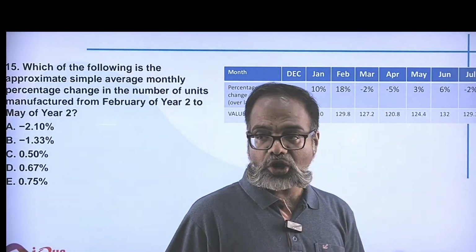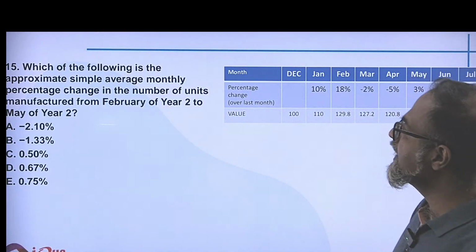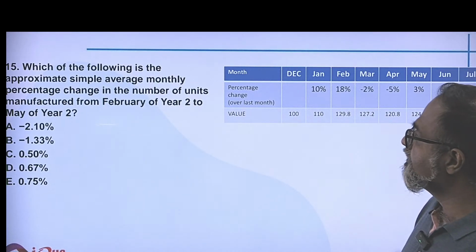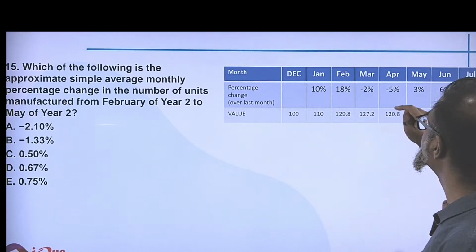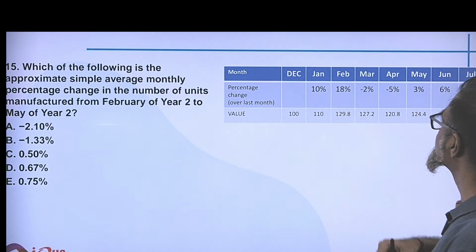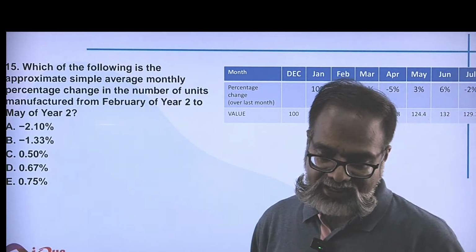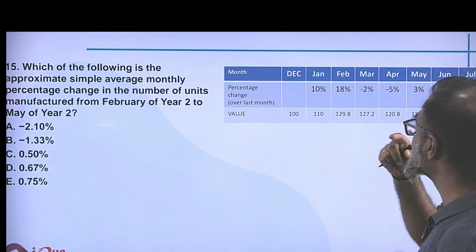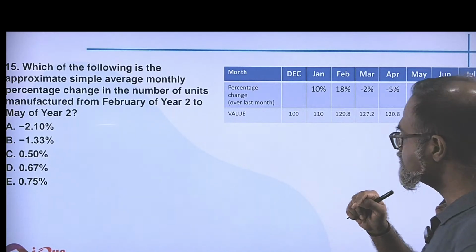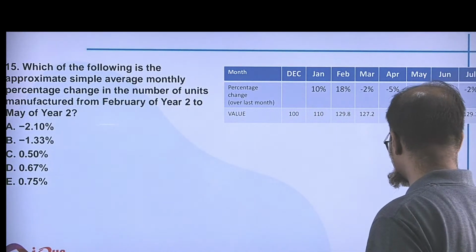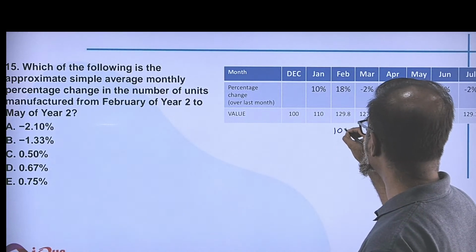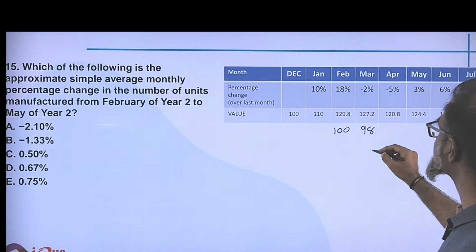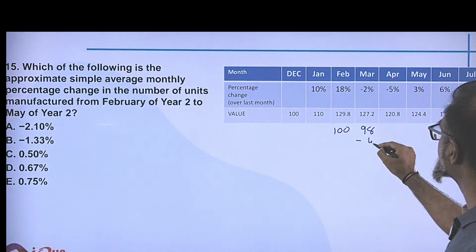Okay. Which of the following is the approximate simple average monthly percentage change in the number of units manufactured from Feb to May? So Feb to May, how much is it changing, right? What I need to do in this case is find out what is the average change. So if I keep my Feb as 100%, right? Because I don't need to go with these values. So originally if it was Feb 100, then this became 98, then it went down by 5%. So 5% is minus 4.9.